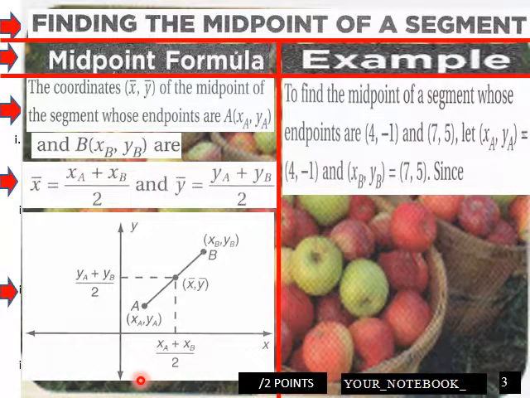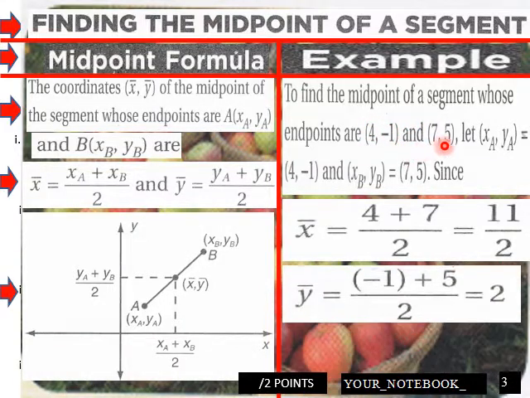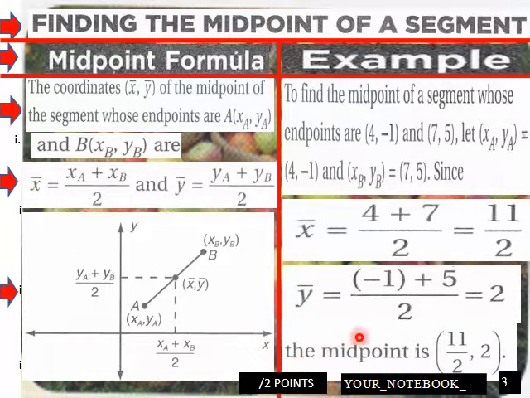To find the midpoint of the segment, we're going to use those same endpoints we had up there. 4 plus 7 over 2 for our x points, and then our y points would be -1 and 5. So the midpoint would be 11 over 2, 2. Here's our x, here's our y.